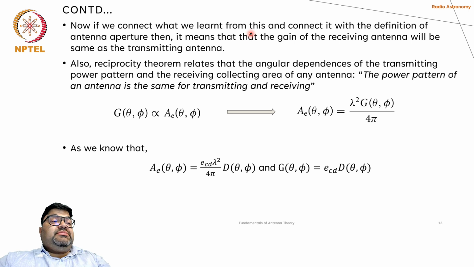Also, the reciprocity theorem relates the angular dependencies of the transmitting power pattern and the receiving collecting area of any antenna. The power pattern of an antenna is the same for transmitting and receiving. So the gain is proportional to the effective area. We have already learned that effective area is lambda squared G over 4 pi. Also, we know there is another relationship between effective area and directivity, given by this.